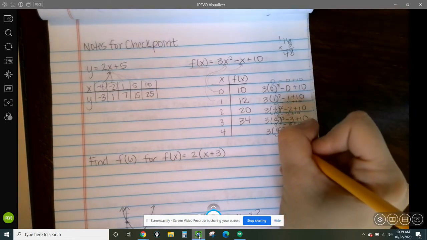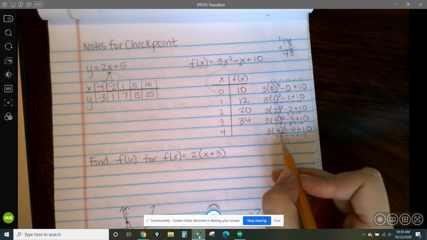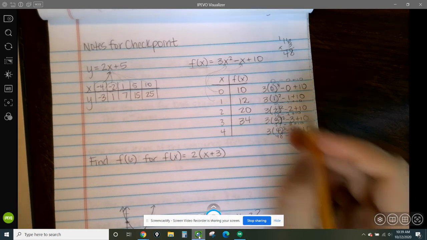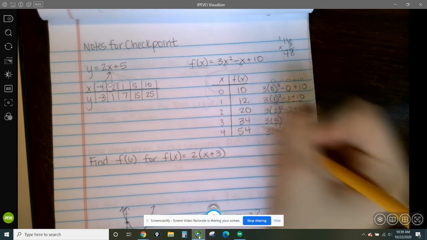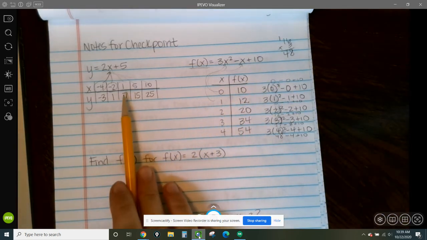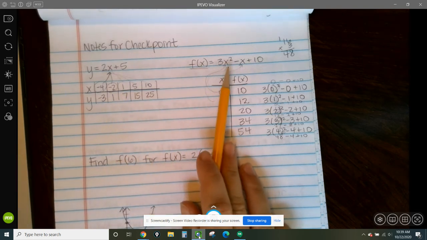48. So this is 48 minus 4 plus 10. Going from left to right, 48 minus 4 is 44. Plus 10 is 54. So that one was a little bit trickier than this one over here because it had 2 places to plug in x. It also had an exponent.